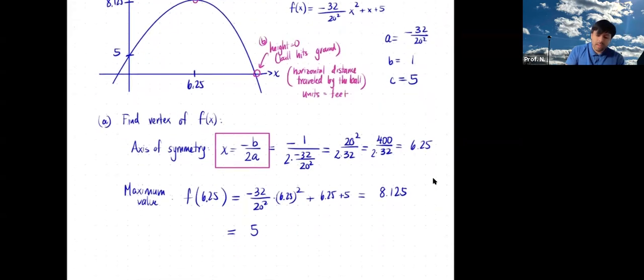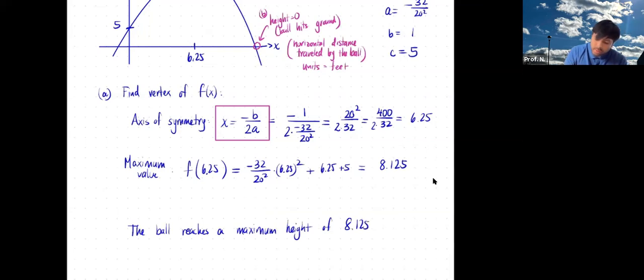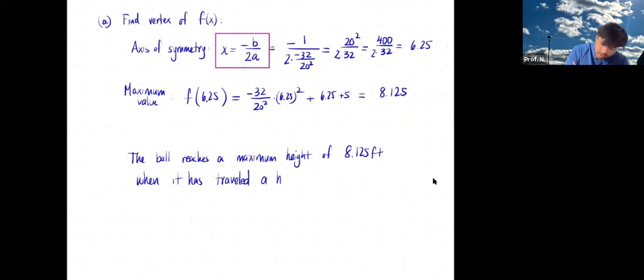Okay, and then we say what? We can conclude everything by saying the ball reaches a maximum height of 8.125 feet when it has traveled a horizontal distance of 6.25 feet.